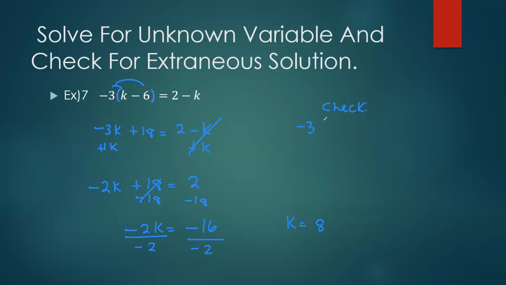So that's negative 3 times, 8 minus 6, equals 2 minus 8. 8 minus 6 is 2. 2 minus 8 is negative 6. Negative 3 times 2 is negative 6, equals negative 6. This is true. So this is your answer.